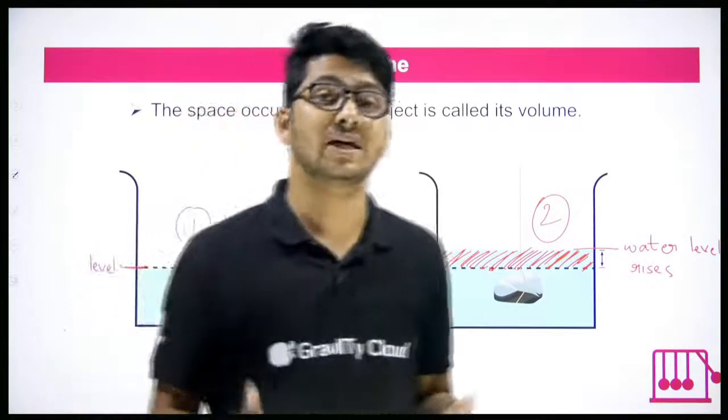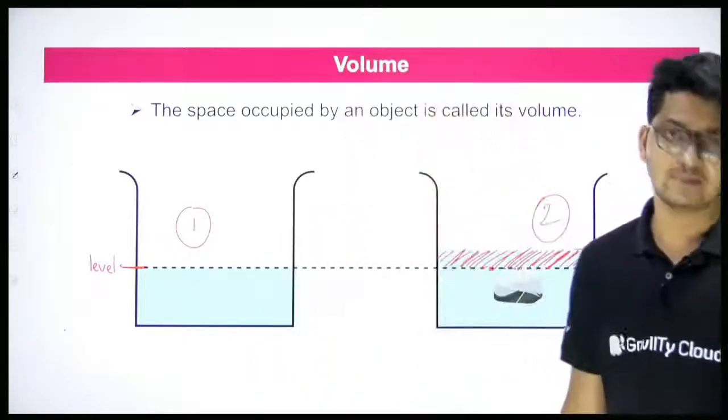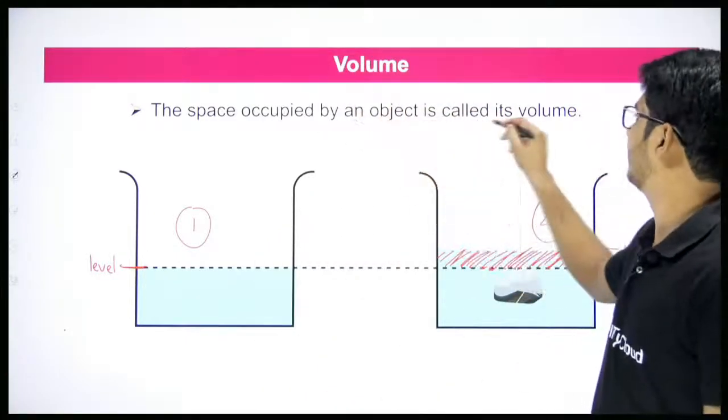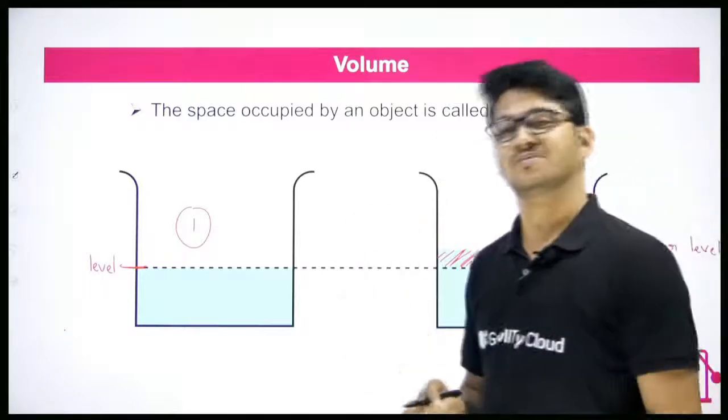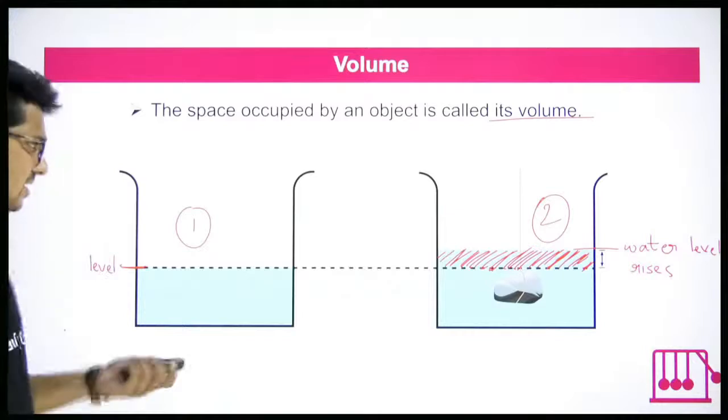And what do we call the space occupied by the stone? Volume. We call it volume. Simple. The space occupied by an object is called its volume. Understood? Good. Let's continue.